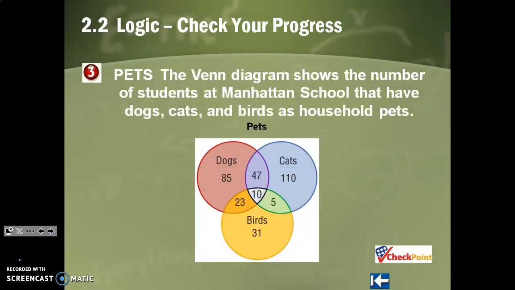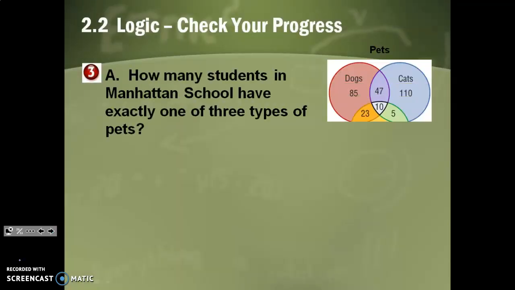So here's a Venn diagram of a school, Manhattan School District, talking about the pets that a household has of the students, and how many students have each type or all three of them. They could have more than one dog or more than one cat, but we just want to know if they have a dog or a cat or a bird at home. So go ahead and hit pause anytime through this. Try to walk yourself through it.